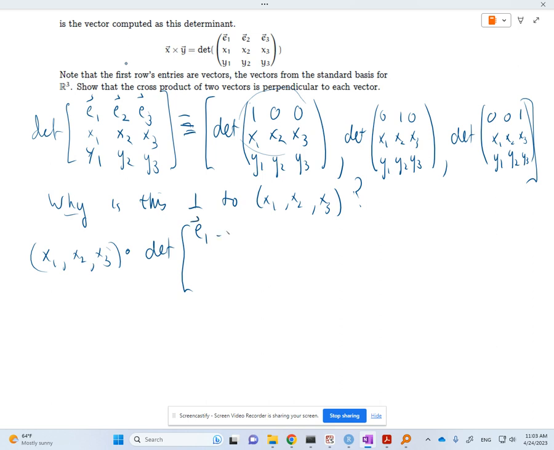I'll just do dot, dot, dot, dot, dot, dot, dot, dot, dot, and this is y3. Okay. All right. So just this determinant up here. I'm just putting that in shorthand. So how do you do that?